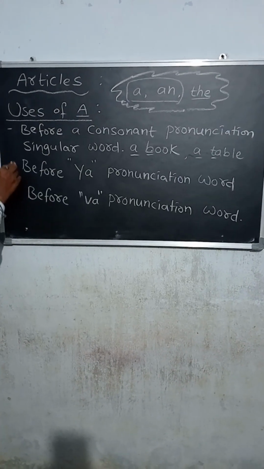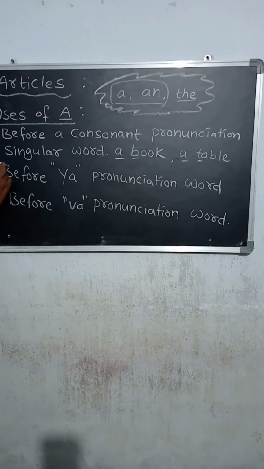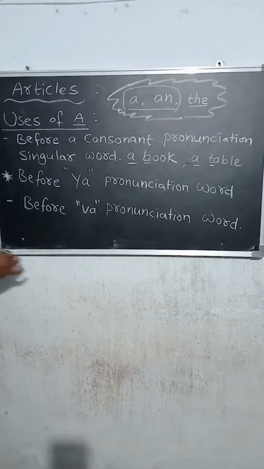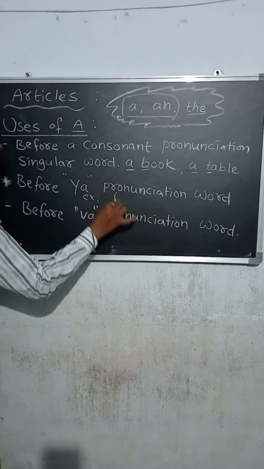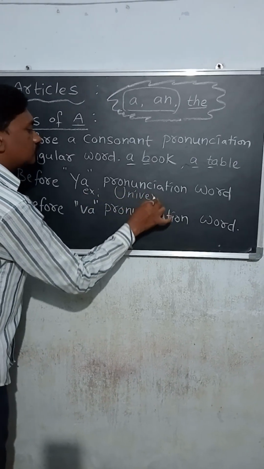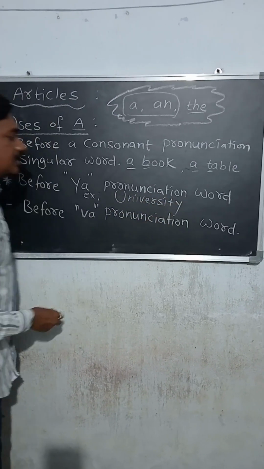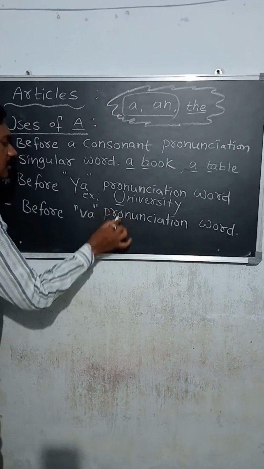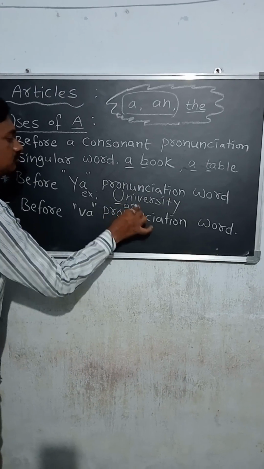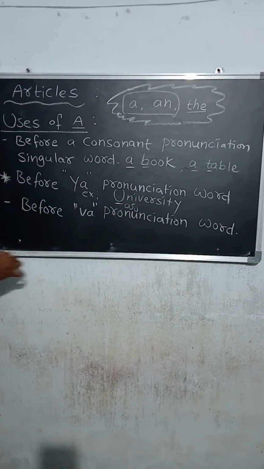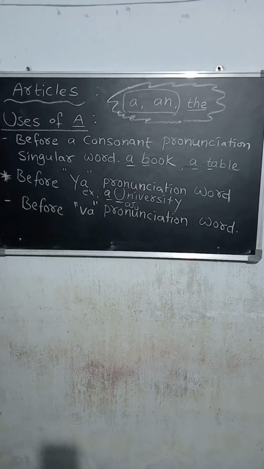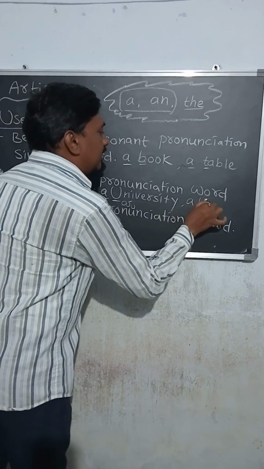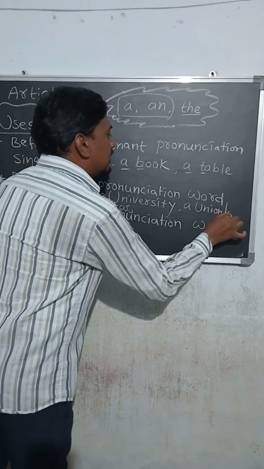Here in the second case, we use the article a before ya pronunciation words. For example, university. Here the starting letter is U, a vowel letter, but it gives the pronunciation of ya. So a university. And a union leader.